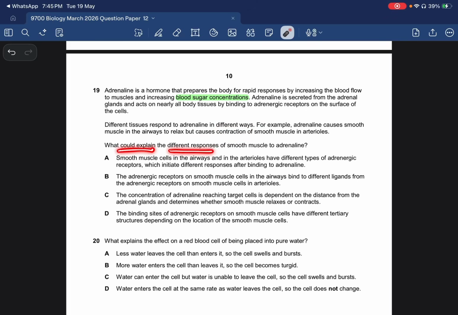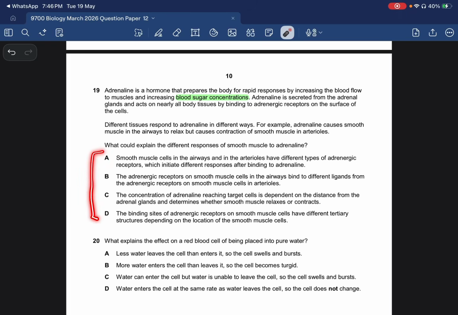What could explain the different responses of the smooth muscle cells to adrenaline? So they're asking you, why is it that in the airways the same smooth muscle cells relax, but in the arterioles they contract? Let's see. Now, we know one thing for sure. It's the same hormone that is being used, right? Adrenaline. It's the same ligand which is being used.